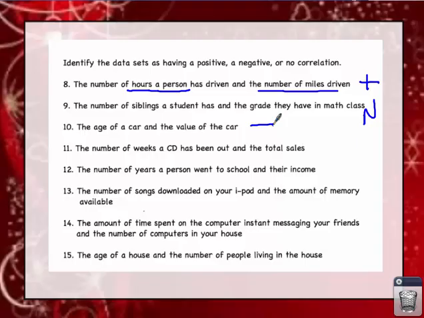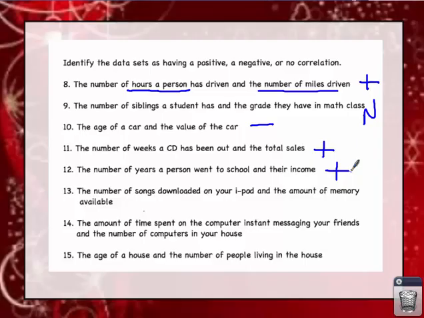Number 11, the number of weeks a CD has been out and its total sales. Well, when a CD first comes out, or music on iTunes or whatever, people start buying it, so it goes up quickly, and then it levels off. So this would be a positive relationship. Number 12, the number of years a person went to school and their income. If a person goes to school a greater number of years, it should impact their income in a positive manner. So this would be a positive relationship.